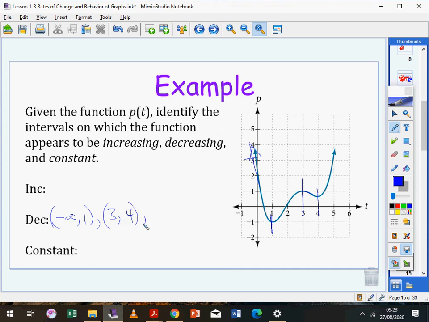Increasing, right-handish looking region, is right there. So that's between 1 and 3. And also a right-handish looking region is from 4 to positive infinity. The graph is constant at x equals 1, x equals 3, and x equals 4. Remember, you can write this as [1, 1], [3, 3] using interval notation, and [4, 4].